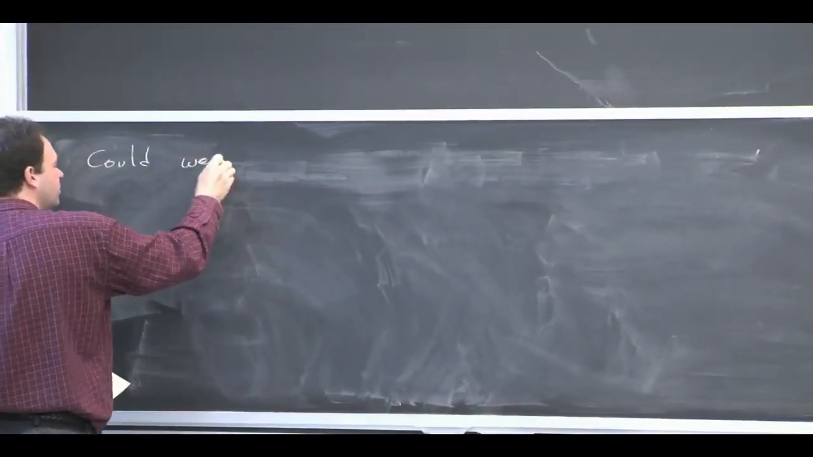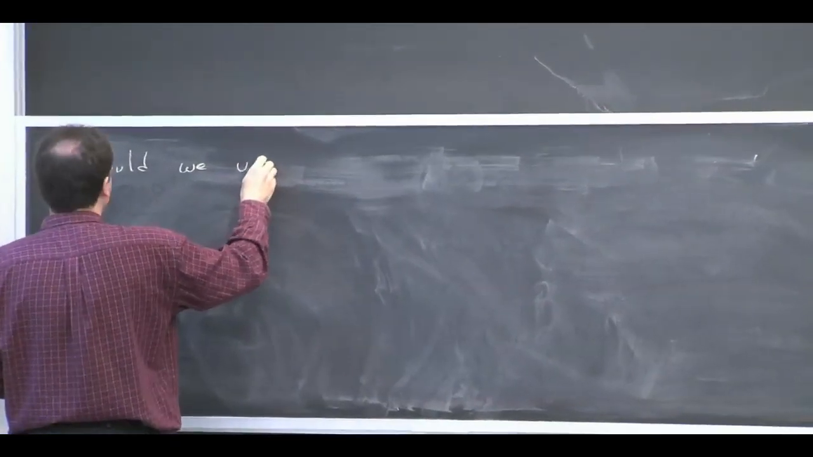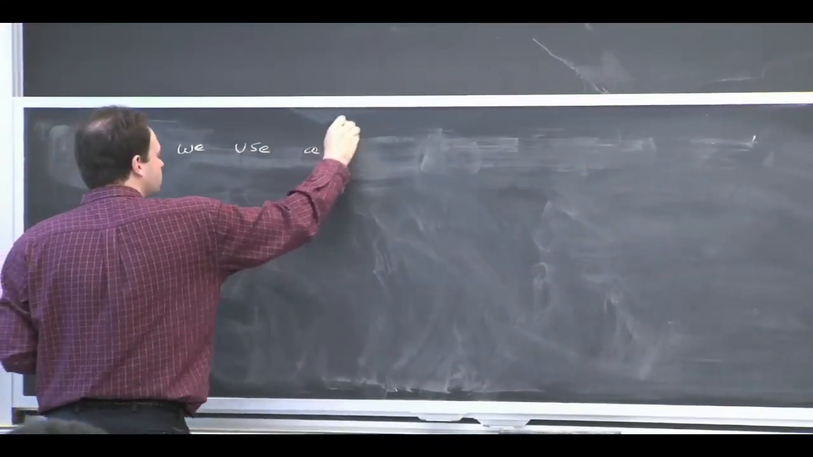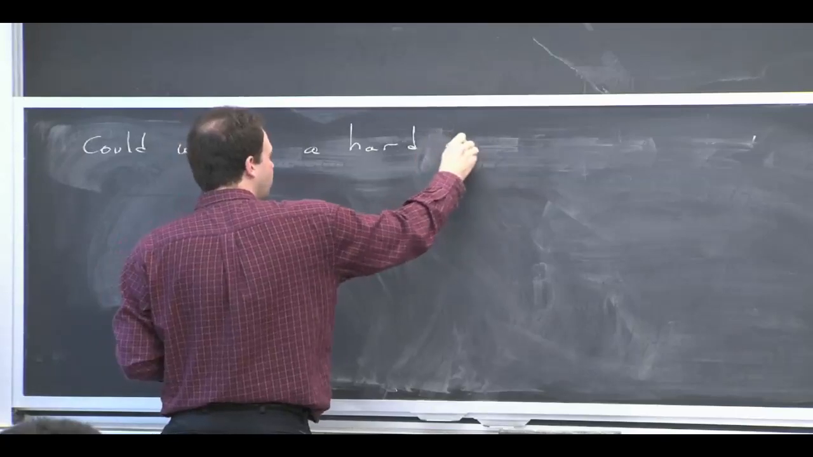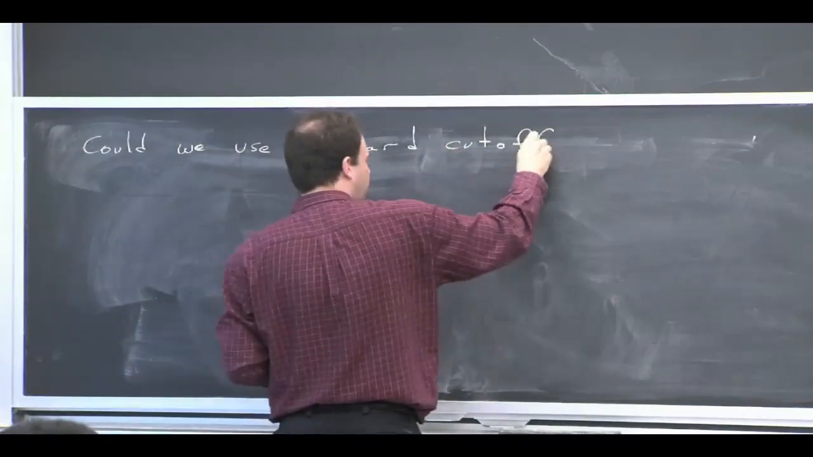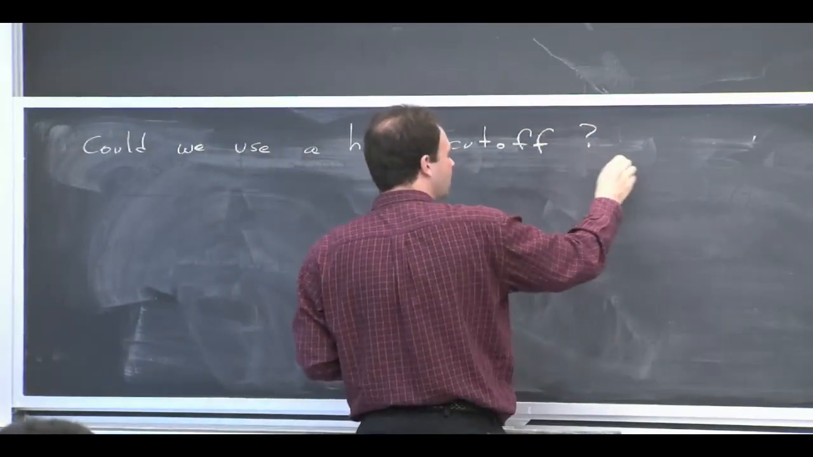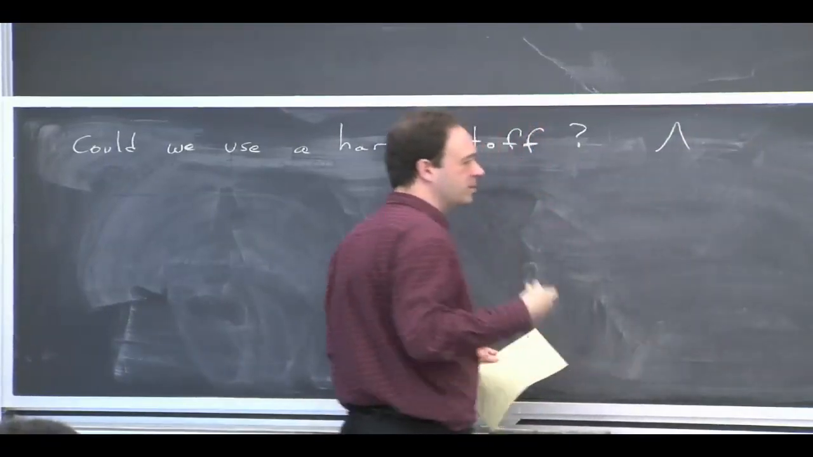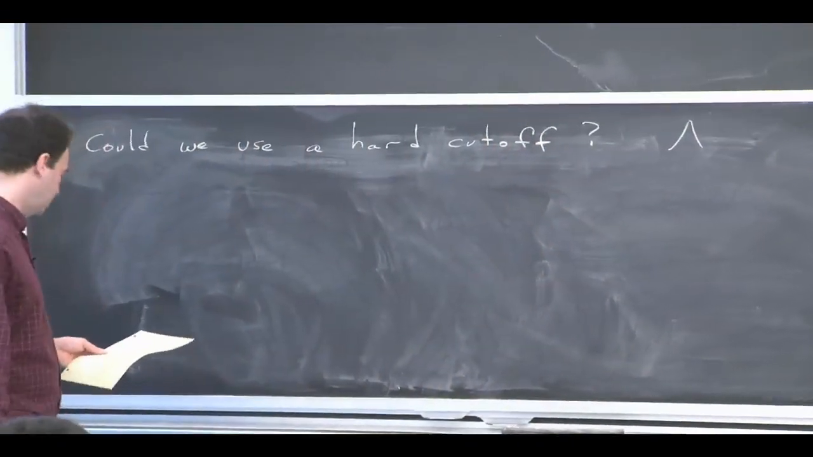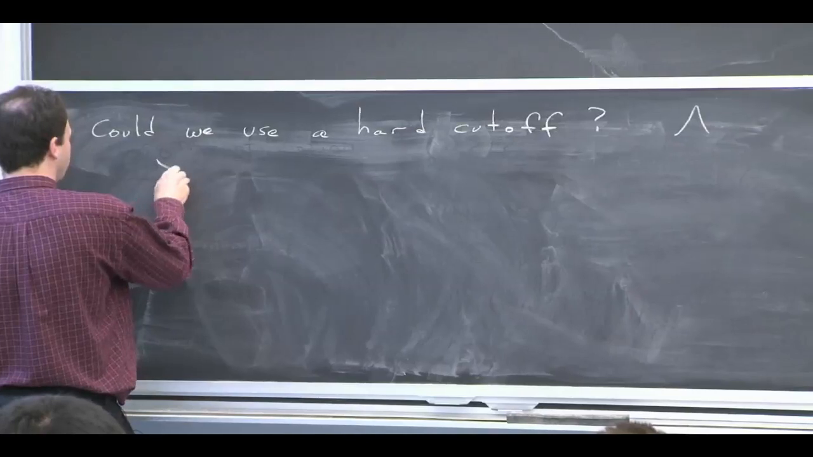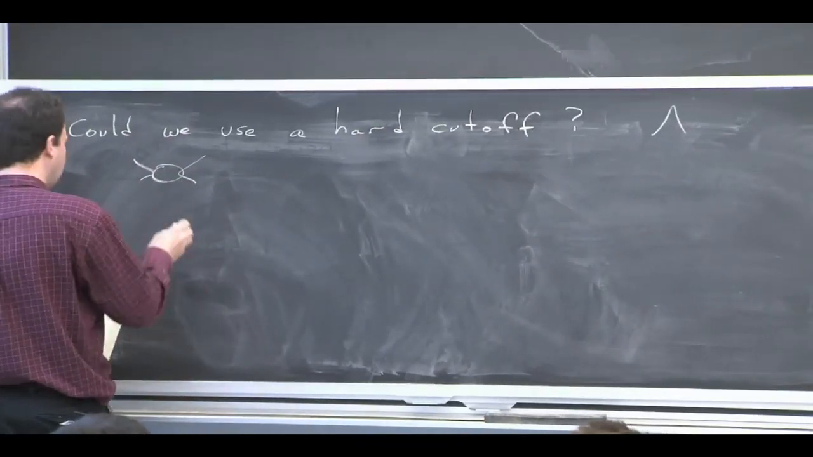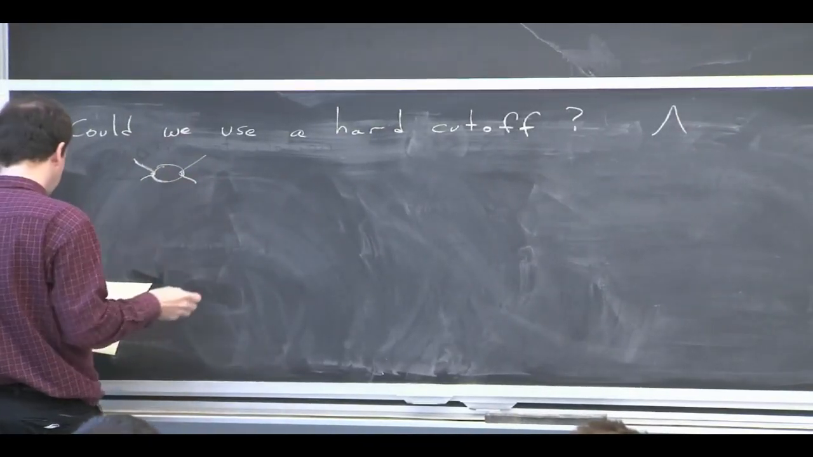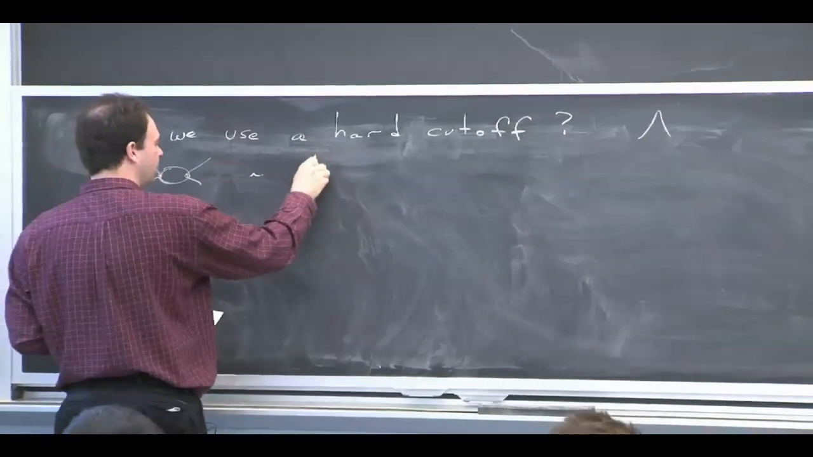What would happen if we used a hard cutoff? Maybe some of this story would be a bit more transparent if we'd done that, because we'd see that we were explicitly dividing up low energy and high energy physics. But there's a price to pay for that transparency. And here, effectively, everybody decides it's too high a price to pay, and so they use dim reg.